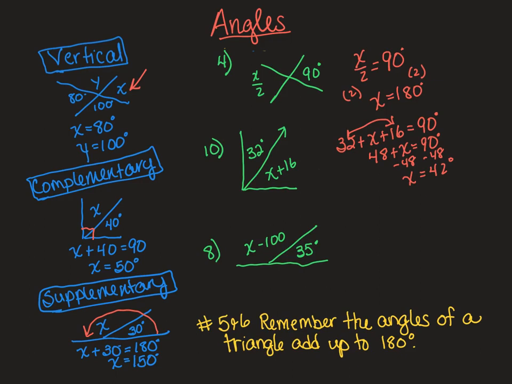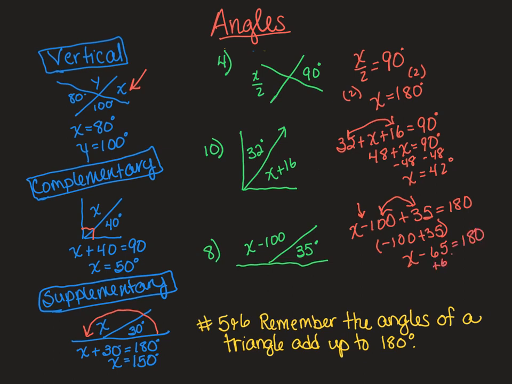In number 8, this is a supplementary angle, so that means it's going to add up to be 180. So I have X minus 100 plus 35 equals 180. So we're going to do just what we did in the other problem. We're going to combine like terms. Remember, when we did combining like terms, we said each sign stays with the term. So this is really negative 100 plus 35. Okay, and so that's going to be X minus 65 equals 180.